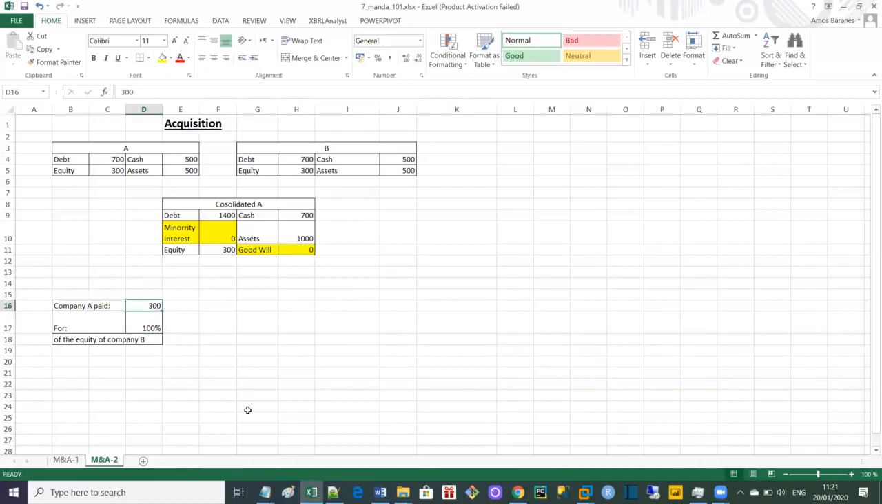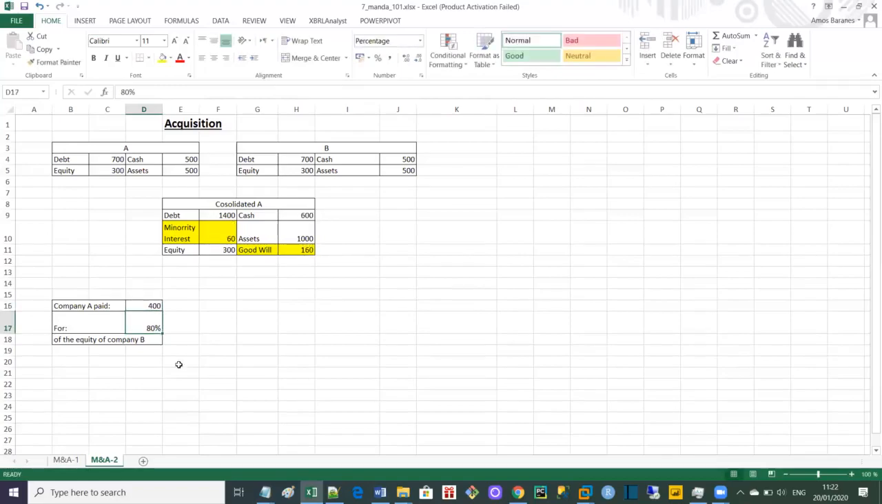Case number two, I'm buying 100%, but I'm paying more. Let's say I paid 500, as I did before. In this case, I am paying 200 extra above the equity book value of company B. That comes into place just by the extra that I paid, and it becomes a goodwill. In the first case, I had 700 in cash. Now I have only 500, but I have a goodwill, the extra that I paid above the book value of company B.